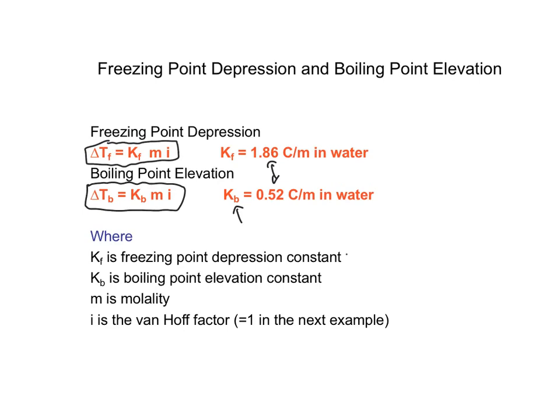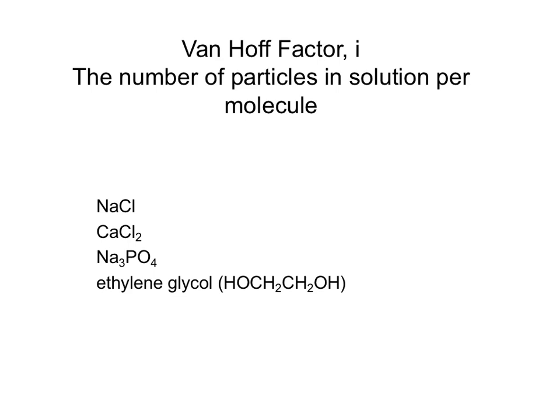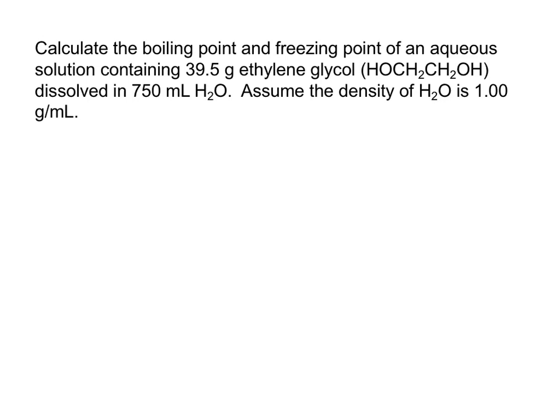All right, so these are the constants. m is molality, and i is the Van't Hoff factor. So there's the slide that I was waiting for. I should have put that earlier. i will be equal to 2 for sodium chloride, i will be equal to 3 for calcium chloride, i will be equal to 4 for sodium phosphate, and i is equal to 1 for ethylene glycol. This is the one that's got covalent bonds, and it doesn't break up into ions at all. Okay, so now I think we're ready to do this problem.